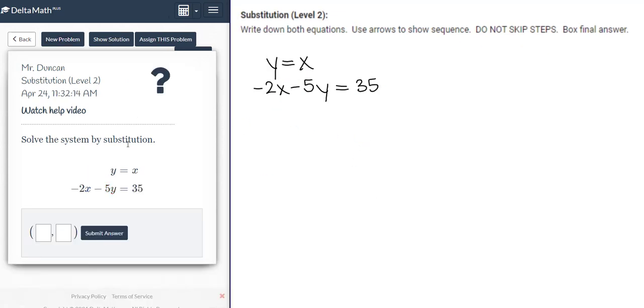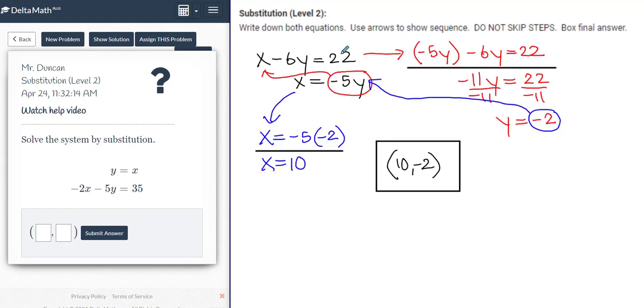All right, so the next one I chose this one because it's kind of simple. It's actually a little bit harder. So we've got y equals x. We have a y isolated on the left side, and we have an x isolated on this side. So really, the one we substitute can really go either way. I just want to remind you, though, in our first example, we chose this negative 5y because x is isolated.